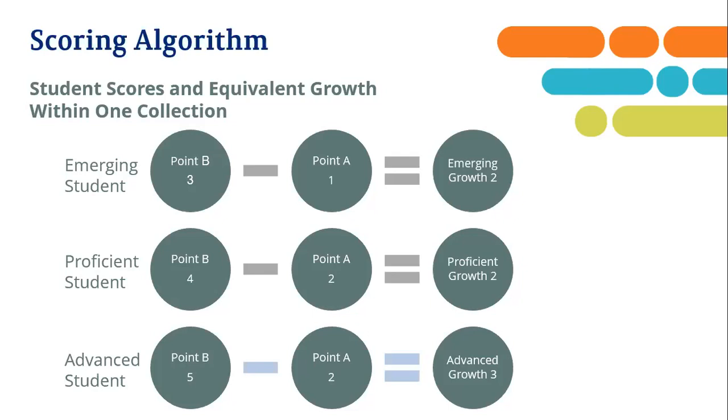For the ELA collections, which contain 3 standards and therefore 3 scores at each point in time, the scores are averaged to give an overall point A or point B score to be used to calculate growth in each differentiated group.